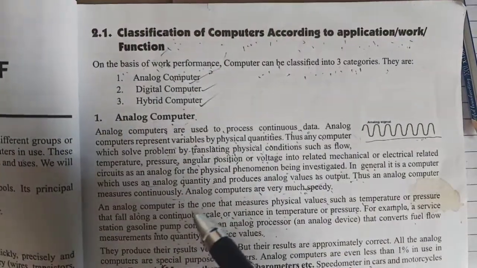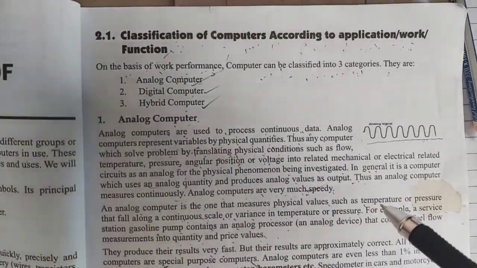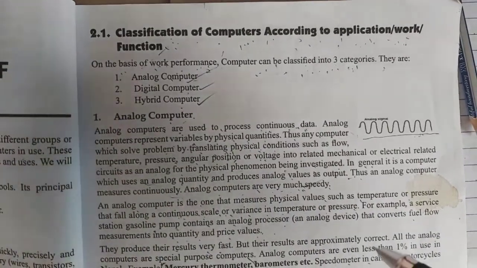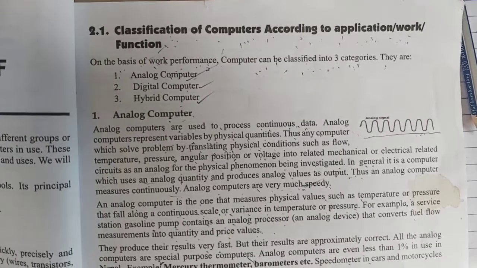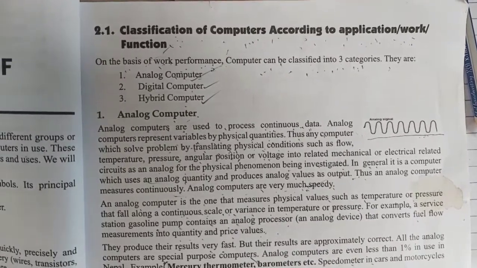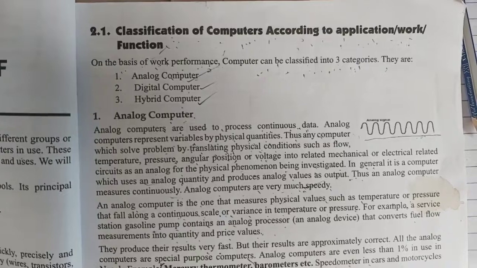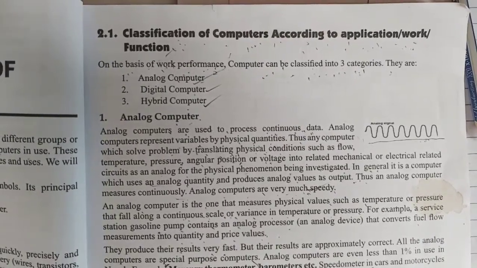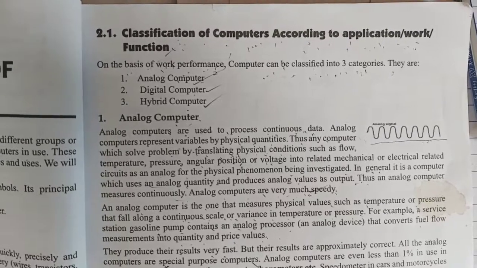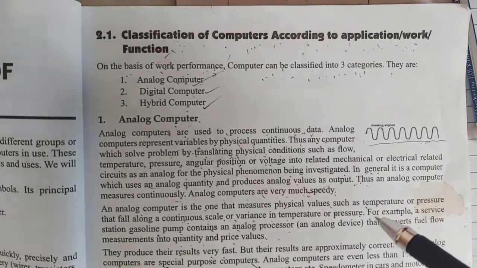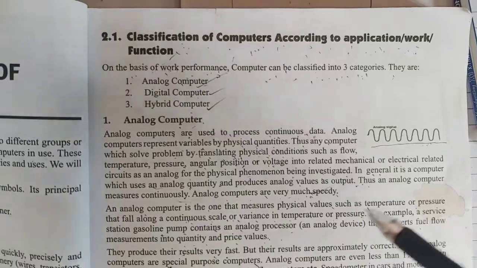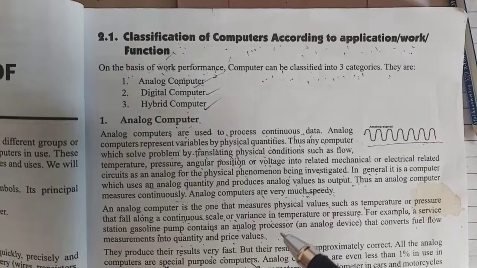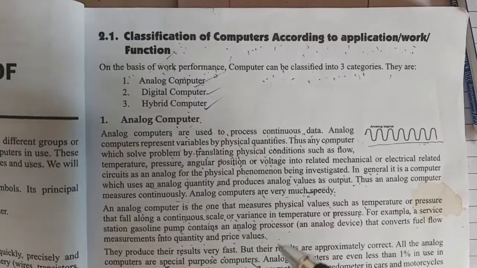An analog computer is one that measures physical values such as temperature or pressure that fall along a continuous scale, or variance in temperature or pressure. For example, a service station gasoline pump contains an analog processor, an analog device that converts fuel flow measurements into quantity and price values. A service station gasoline pump contains an analog processor.